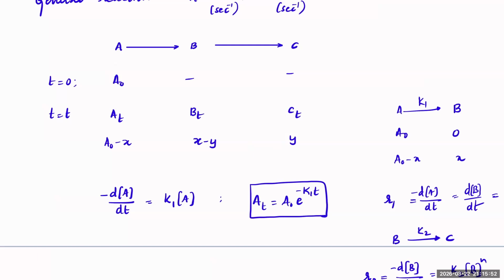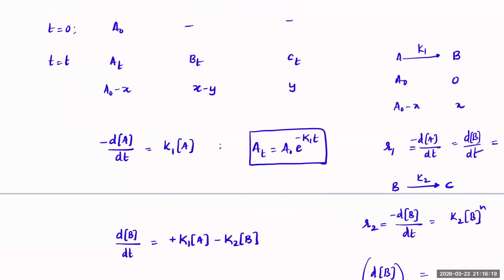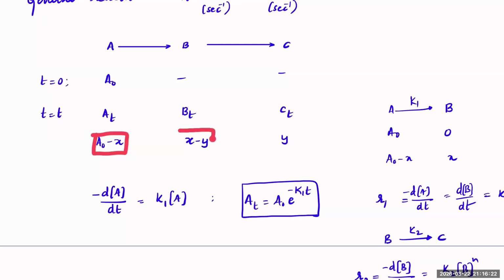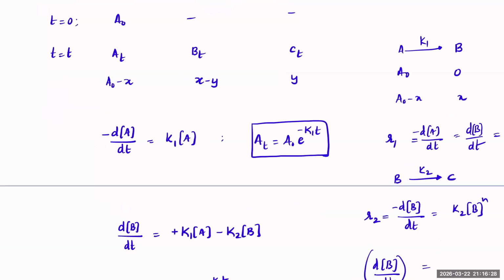Now notice, if there is X amount lost from A and X amount formed in B, then from that same B, let's say some Y amount is lost and that is forming C. Then at time t, this will be the concentration of A, this will be the concentration of B and this will be the concentration of C. The rate of change of A can be written as K1 into A. So AT can be A naught e raised to the power of minus K1 into T.